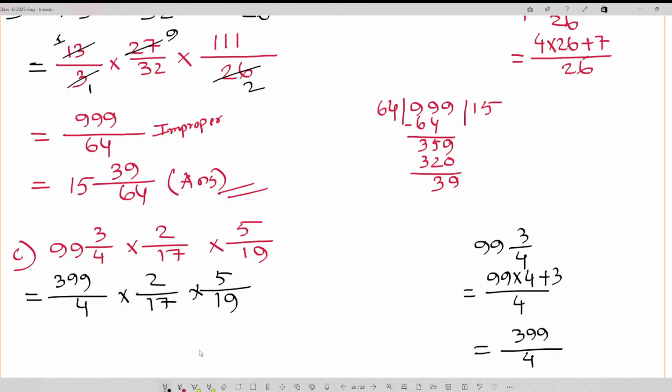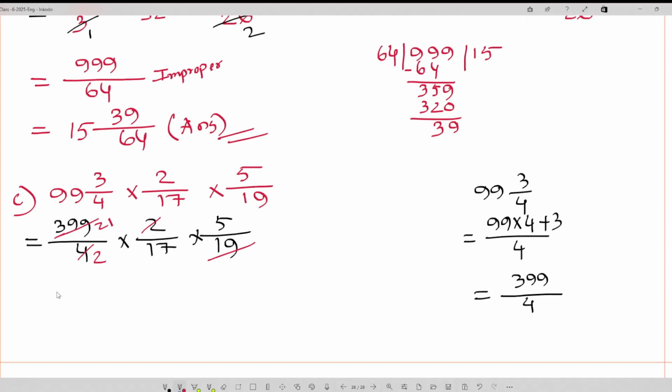Okay, if you want to simplify this one, first this 4 we can divide by 2, so here is a 2. Now you can use a calculator. 399 divided by 19 is 21. Now we are checking whether any more simplification is possible or not. It is not. It means 21 times 5 is 105, and here is 2 times 17 is 34.